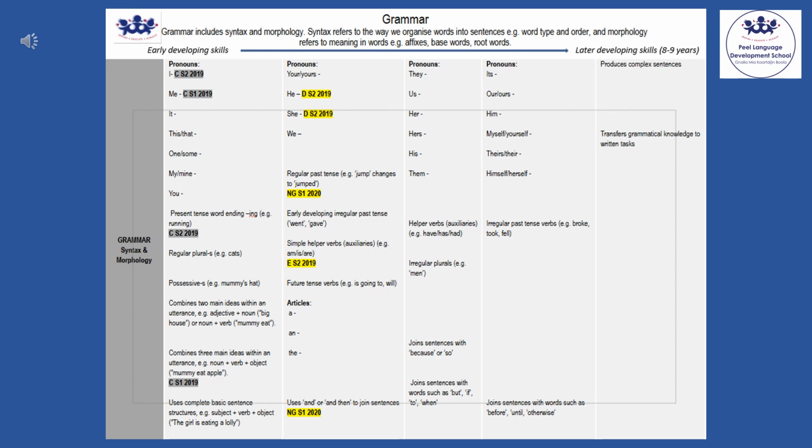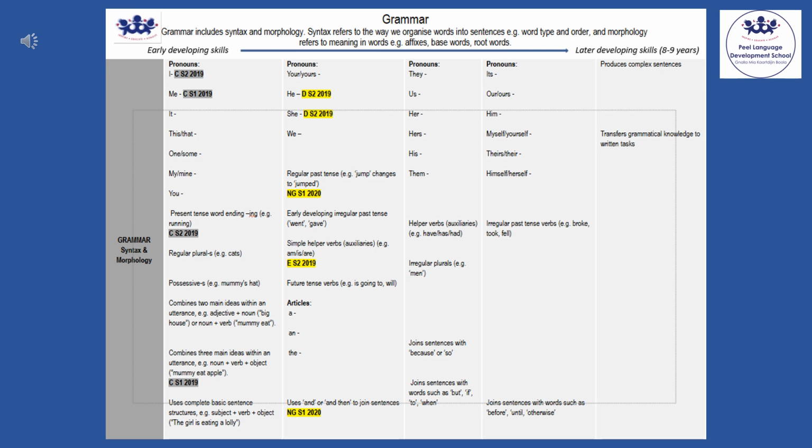It's likely they will also have a goal related to tense. So for younger students, they'll often work on adding the ing to present tense verbs. So running, jumping, singing. And then they'll add the ed for past tense. So jumped, climbed, cooked. And then you may also see a goal for future tense. So things that haven't happened yet. So the boy will jump.